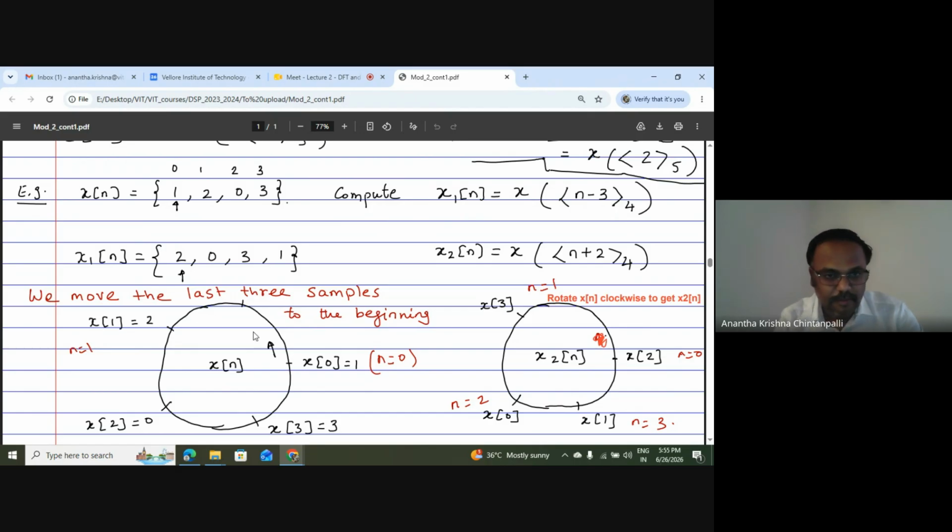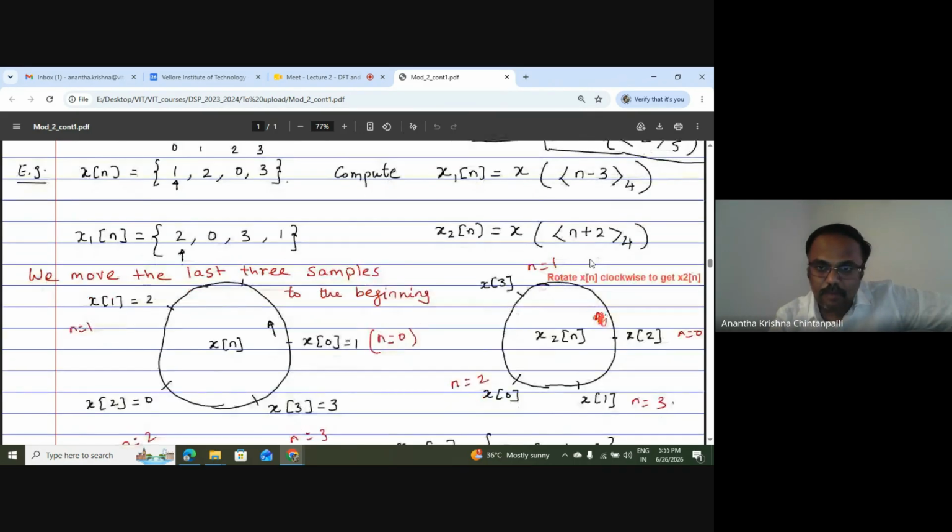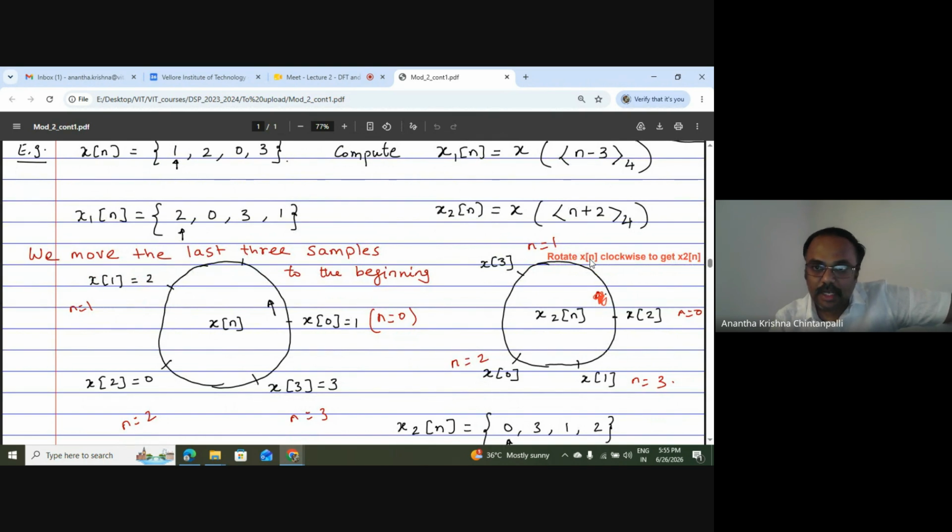This is the same thing which I have explained. You have a knob, you take it in an anti-clockwise direction. But when you see a plus here, then you have to take the knob in a clockwise direction. That's the only difference. The index will remain the same. When you do x of n plus 2 modulo 4, you get 0, 3, 1, 2.